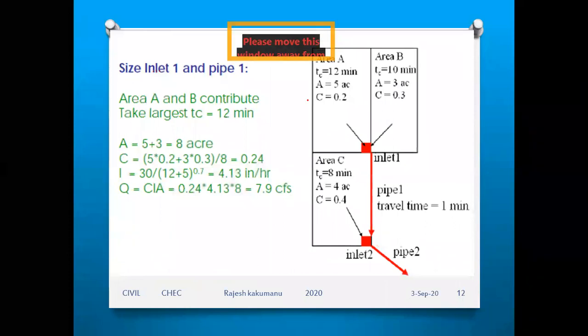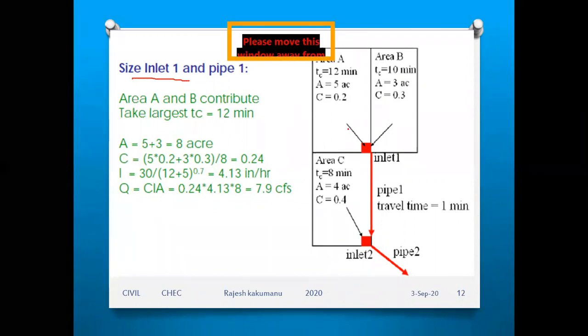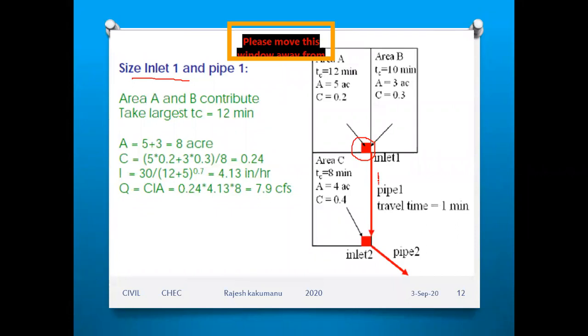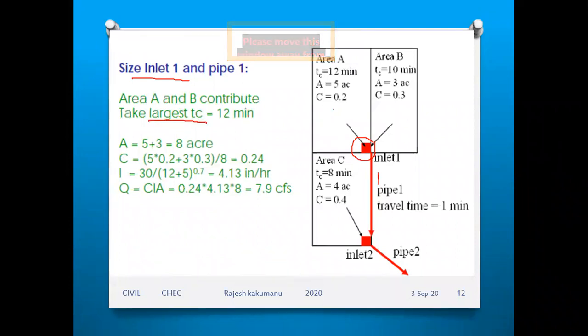See the first answer, inlet 1 and pipe 1. Here area A and area B contribute, so take the largest time, Tc. Which is bigger, 12 minutes or 10 minutes? 12 minutes is bigger, so take Tc equal to 12.